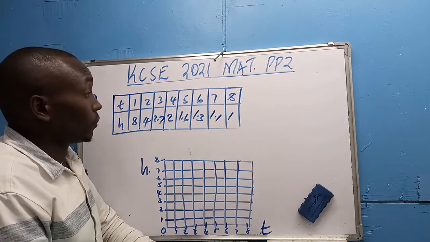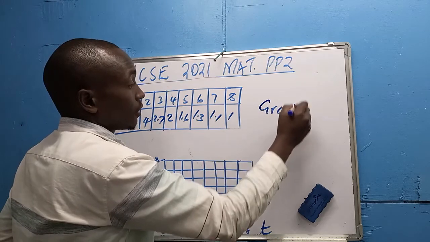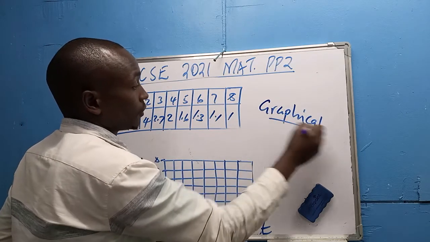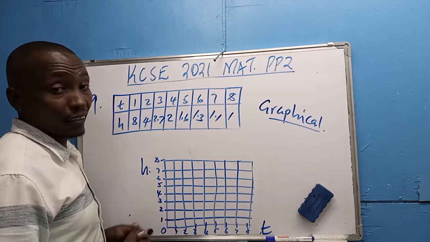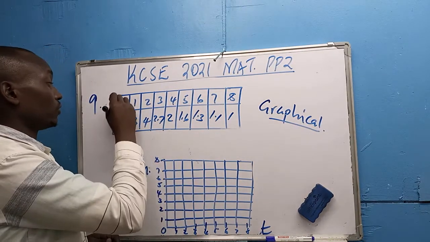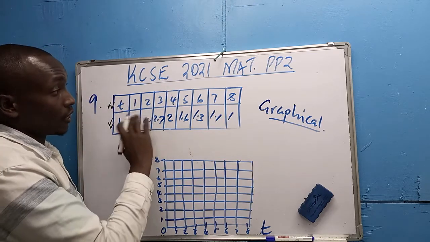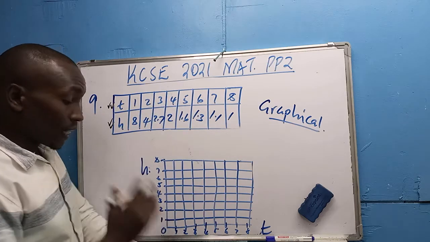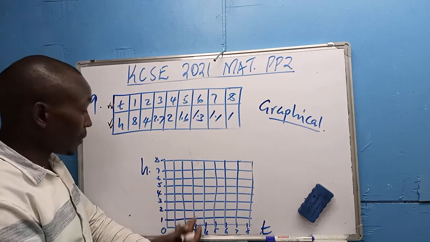Question number 9 was a question on graph. Yes, this was a graphical question. Mainly, I will not do an accurate drawing. I will just guide the student on how to draw the graph. You are given values of t and the corresponding values of h. The table is well guided. Lucky enough for this time, the student was given a scale. So it was a matter of plotting.